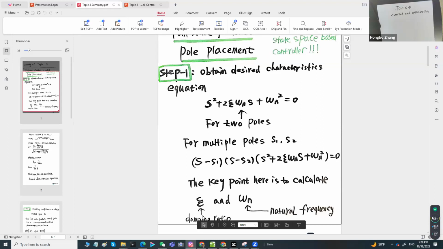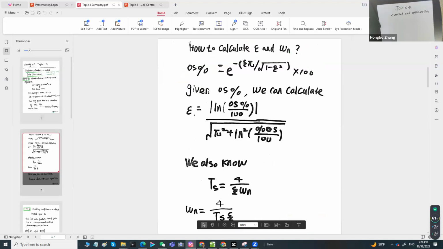So we know eta is the damping ratio, omega n the natural frequency, right? So as long as we plug a number here and we plug the pole here, we can calculate any order, any high order, right? 3rd order, 4th order, 5th order, and so on and so forth. So the question is, how can we get eta and omega n? We can get eta and omega n through the following.